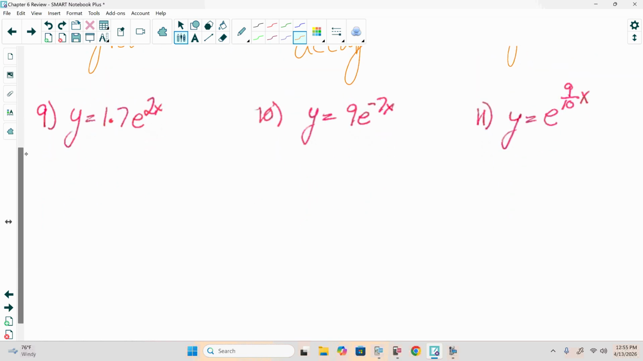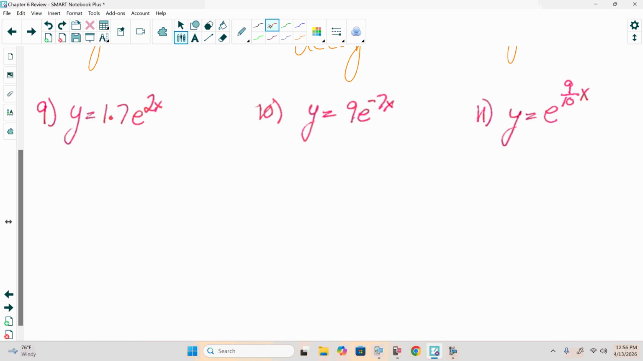Let's look at 9 through 11. Y equals 1.7 e to the 2x. The base is e, so now we're looking to see is the exponent positive or negative. So the exponent is positive, so this would be growth. What about number 10? Number 10 would be decay because the exponent is negative.